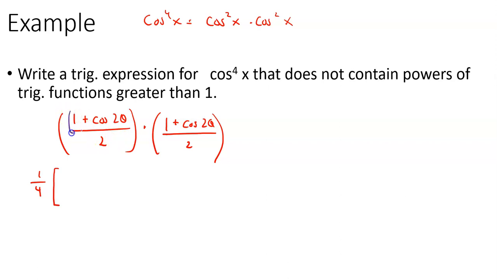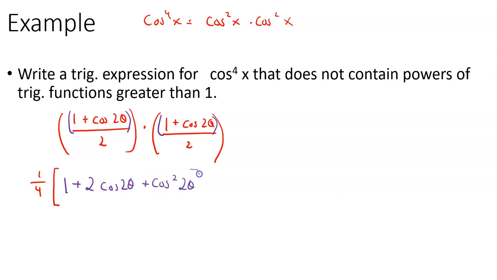So let's multiply. I've already pulled the 4 out, right? 2 times 2 is 4. So let's FOIL those things out. 1 times 1 is 1, plus a cosine of 2 theta, plus a cosine of 2 theta. So a cosine of 2 theta and a cosine of 2 theta is 2 cosine 2 thetas. Now when you multiply cosine of 2 theta times cosine of 2 theta, you get cosine squared of 2 theta.